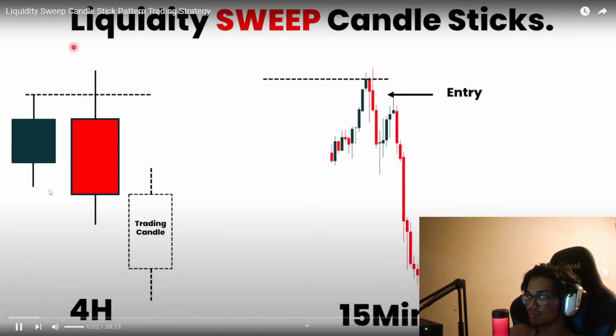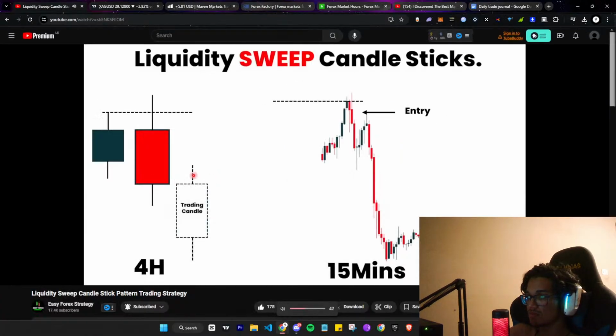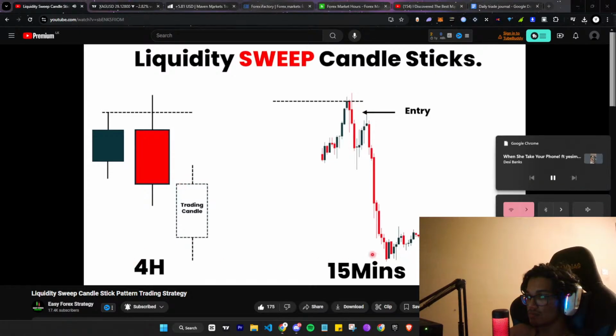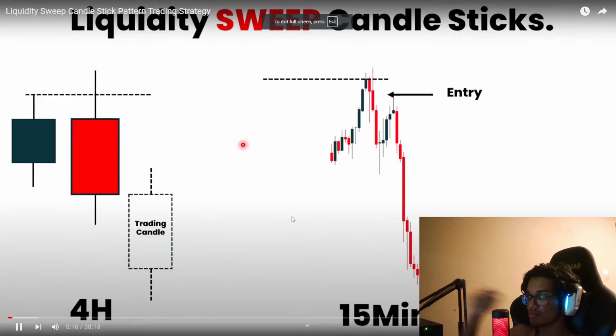Hello traders, in this video I'm going to show you how to use liquidity sweep candlestick using time frame so that you can trade the higher time frame using the lower time frame as your entry point. We will also provide you with some examples when we move forward with this video. I'll try my best not to gatekeep any information. So let's begin with the video.